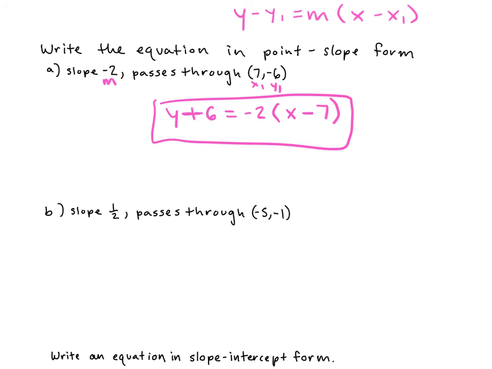All right, let's look at B. So our slope is 1/2, and it passes through -5, -1. So again, we're going to plug it into our point slope form. So we have our m, our x1, and our y1. So what's our equation going to be here once we plug everything in?